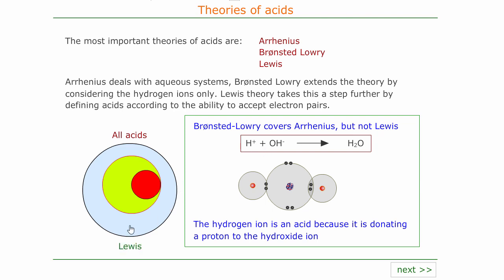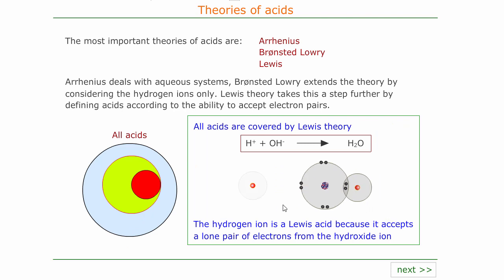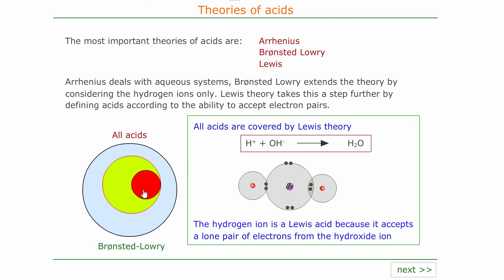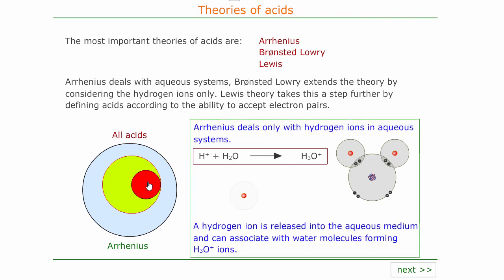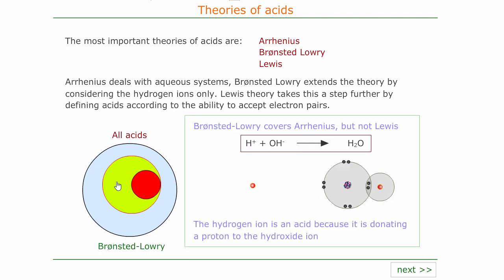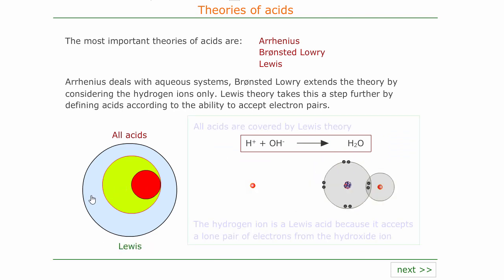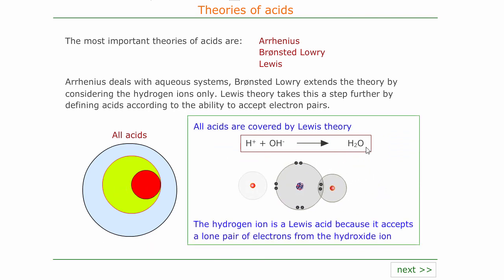And let's have a look at Lewis theory. Lewis theory looks at this electron pair. Whatever donates the electron pair is a Lewis base, and the H plus that's accepting the electron pair is the Lewis acid. So in all three, Arrhenius, Bronsted-Lowry and Lewis, we can demonstrate the same thing by the same reaction.